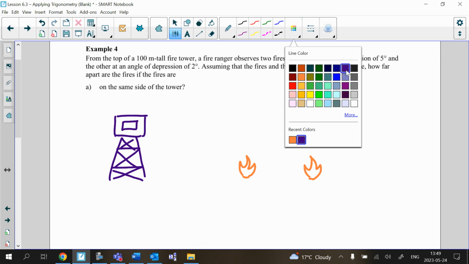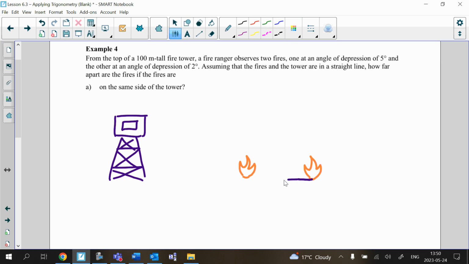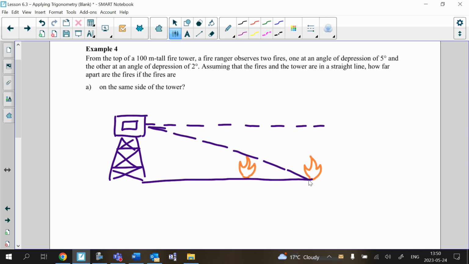So now we've got to draw right triangles. From the tower, to draw an angle of depression, first of all, draw a horizontal. We'll draw the further one first, the fire that's out further. Draw a line of sight from where you drew the horizontal to the furthest fire. That angle of depression is 2 degrees.